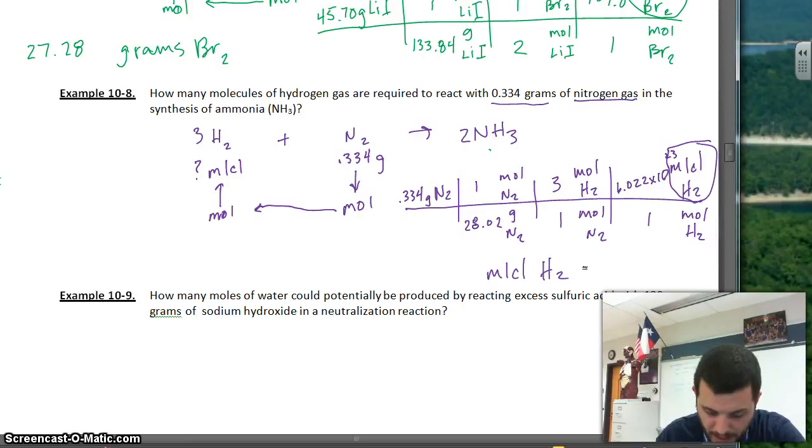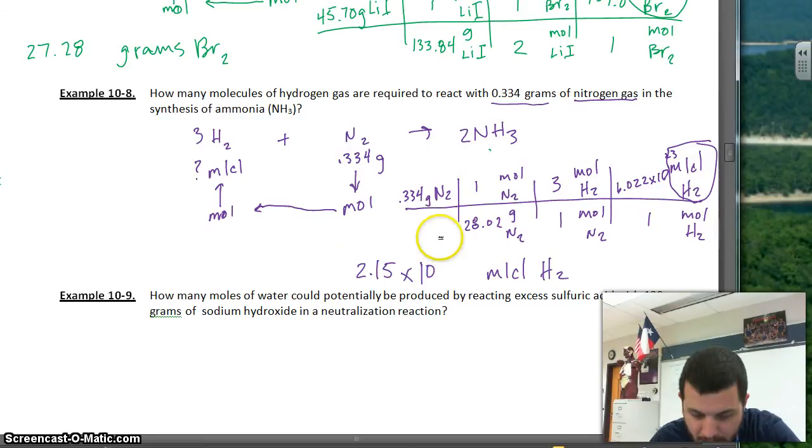0.334 times 3 times 6.022 E23, enter, divided by, oh, I just hit enter. So 0.334 times 3 times 6.022 E23, enter, divided by 28.02, enter. And I get 2.15, yes, to 3 sig figs. So 2.15 times 10 to the 22nd molecules of H2.